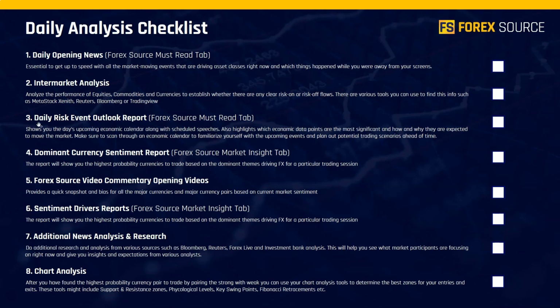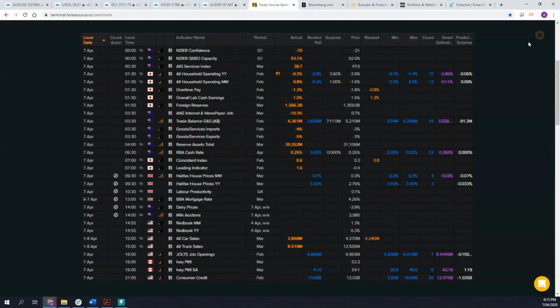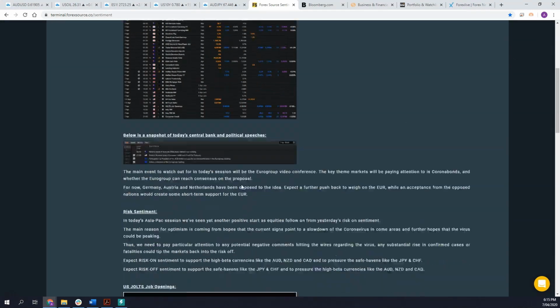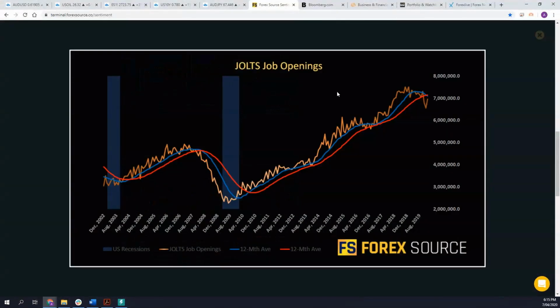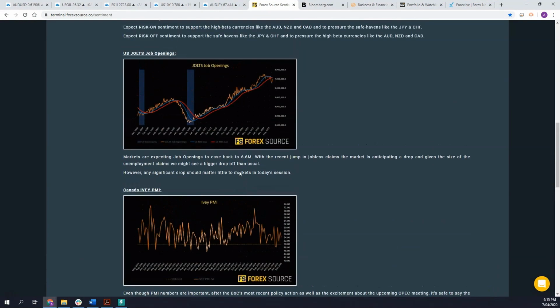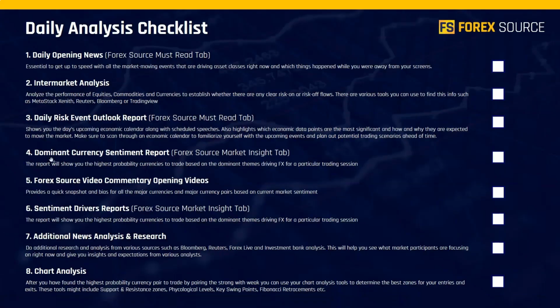Then the next step for you guys will be to go to the daily risk event outlook report. Now, the daily risk event outlook report, just like the opening news, will be in the must-read section of the terminal. There you'll find the upcoming events as well as the expectations. You'll also see upcoming political events as well as central bank events, and then the important events for the day with a chart there, exactly what we're looking for, what the analysts out there are looking for for those events as well.